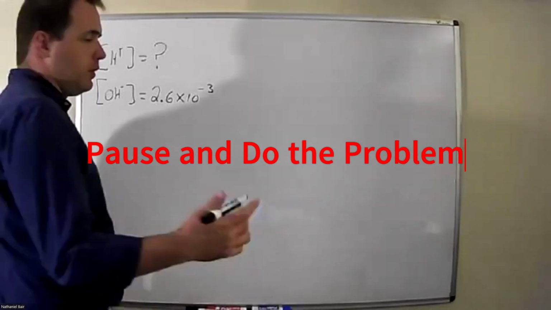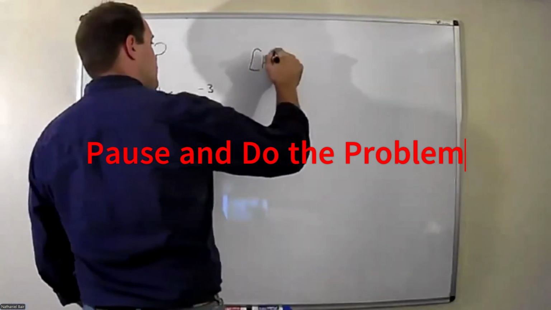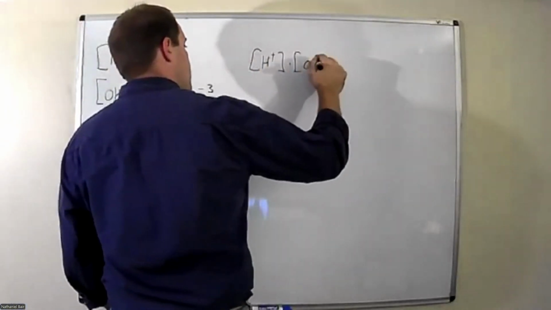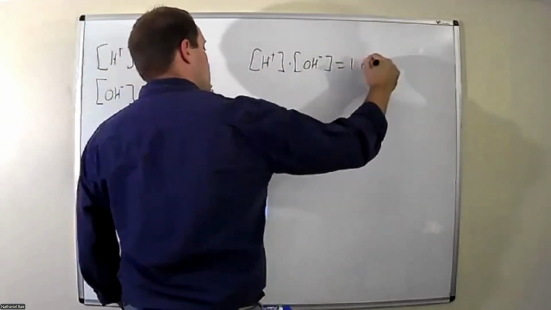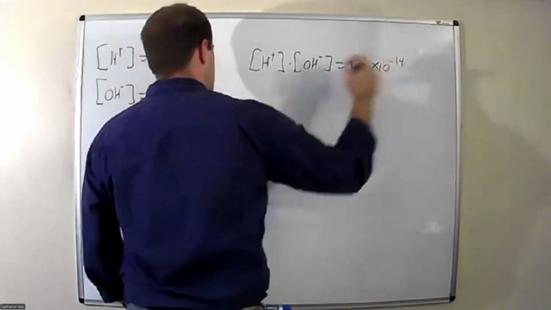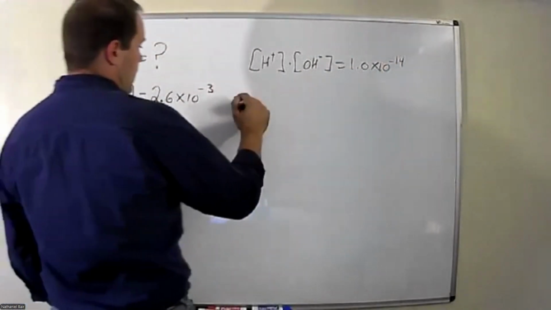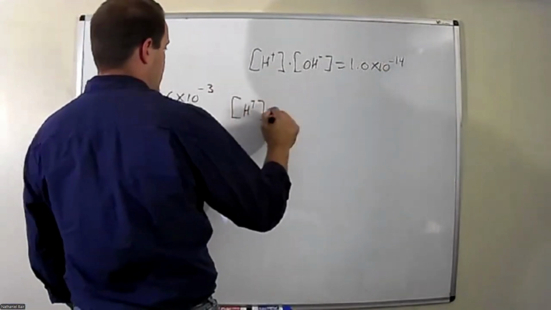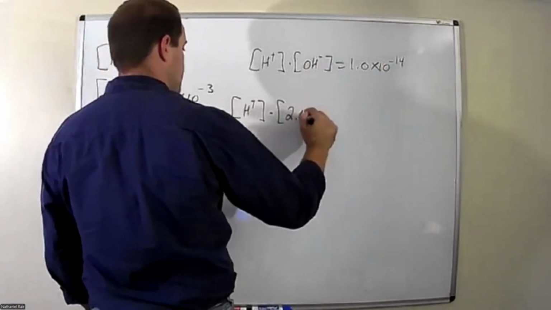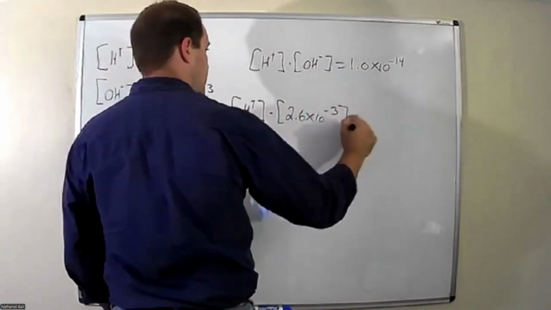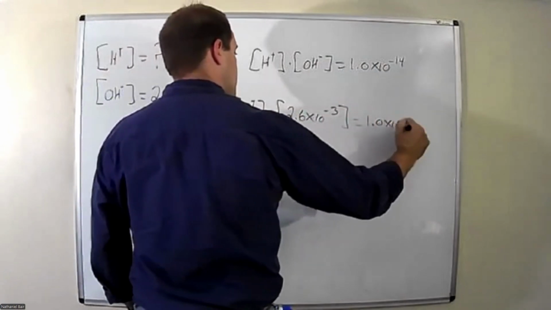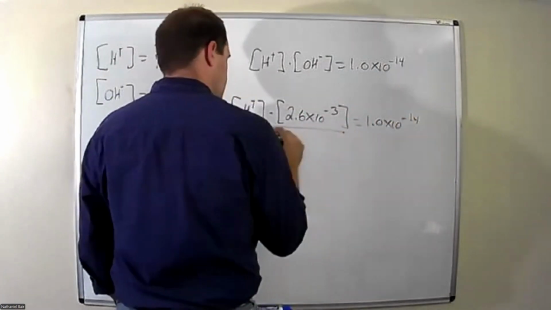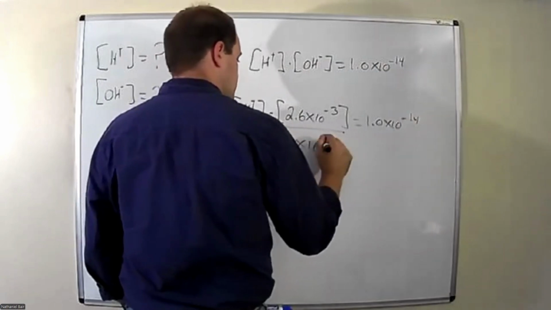Lily, you said H plus times OH minus has got to equal 1 times 10 to the negative 14. So H plus times the hydroxide, 2.6 times 10 to the negative third, equals 1 times 10 to the negative 14th. Divide both sides by 2.6 times 10 to the negative third.